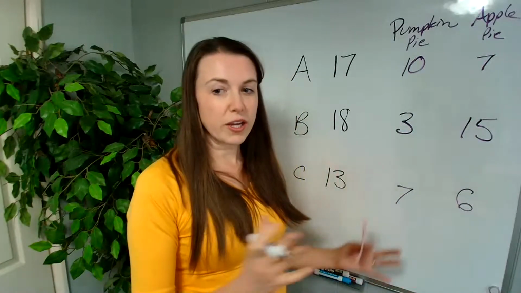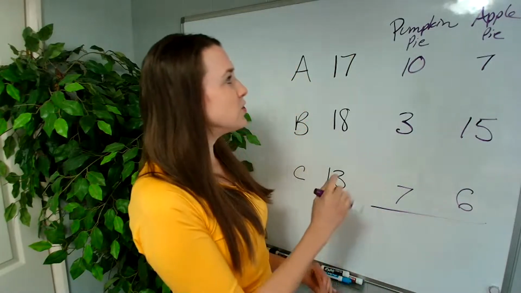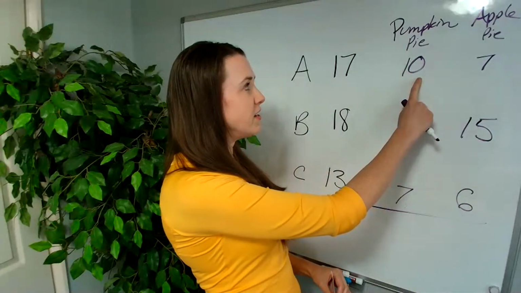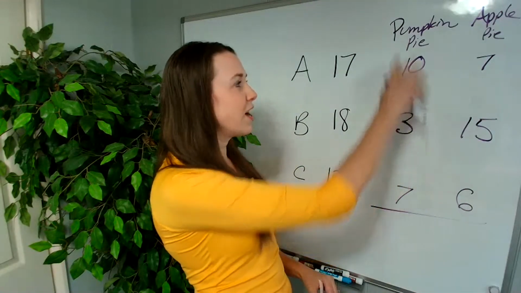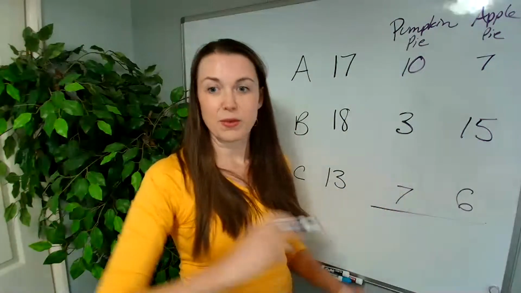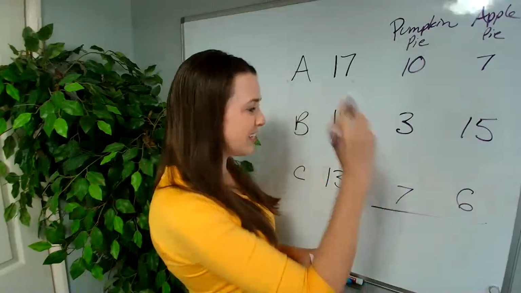We're going to add all of these up together to figure out what the popular vote is. So we take 10 pumpkin, 3, and 7. We add them all together, and what do we get? Type it in the chat. 20, right?